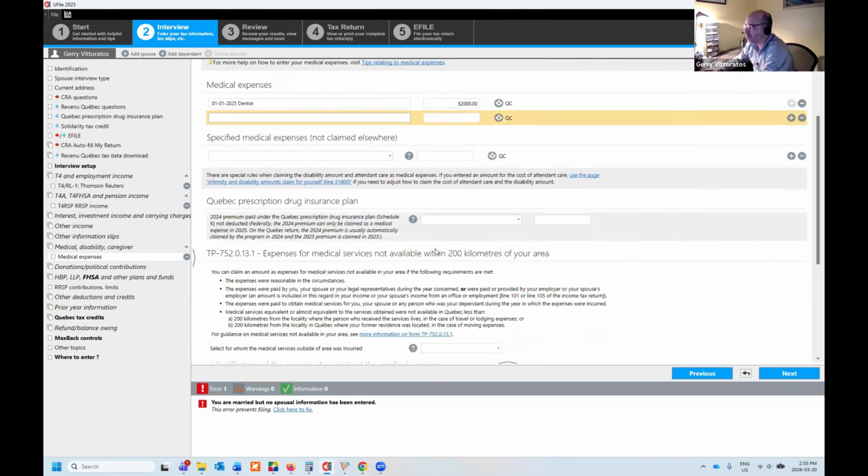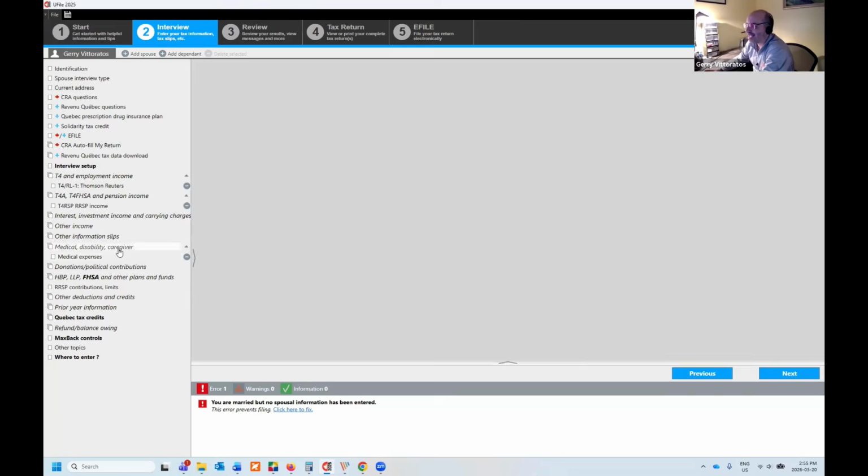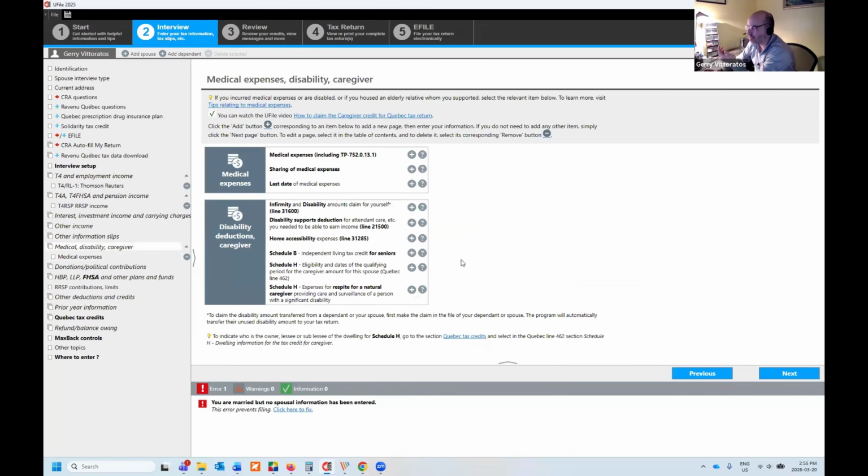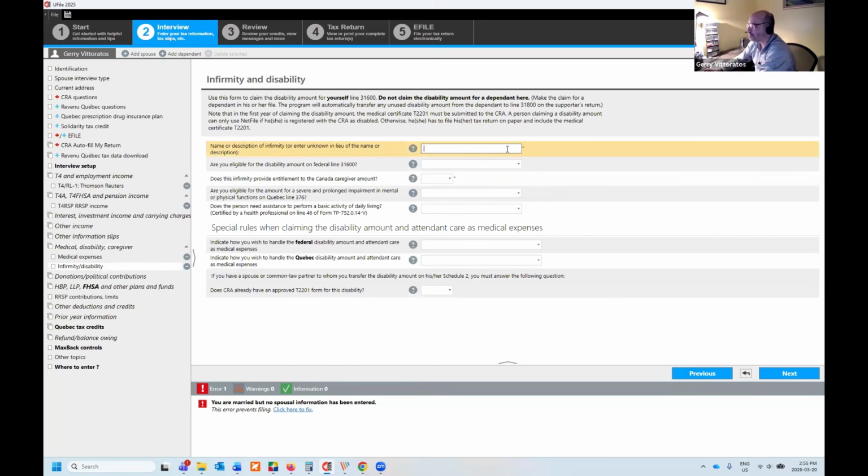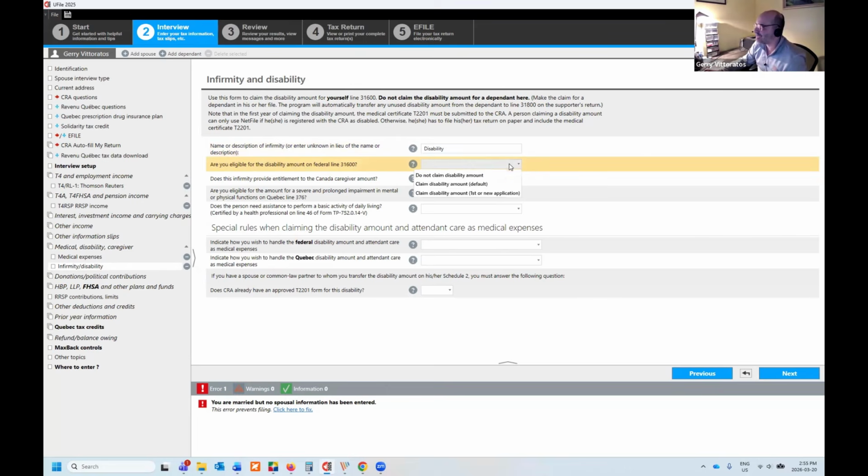All right, and there you go. And you just enter your medical. Now, if you're entitled to disability, and that means you would be entitled to the disability tax credit, then in that same medical section, you've got an option which is infirmity and disability amounts claimed for yourself. You click on it, you put a description of the disability, whatever that is, and then you indicate if you are eligible for the disability amount.